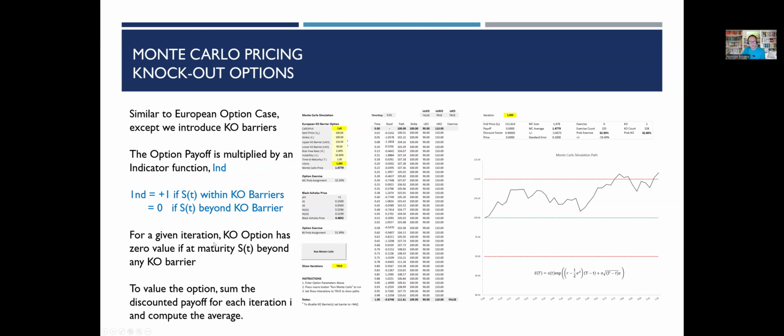And so for a given iteration, the knockout option has a 0 value if at maturity we're above the upper barrier or below the lower barrier. And then to value the option, we sum the discounted payoff for each iteration with this slightly adjusted payoff. And then we take the average, and that's our price.